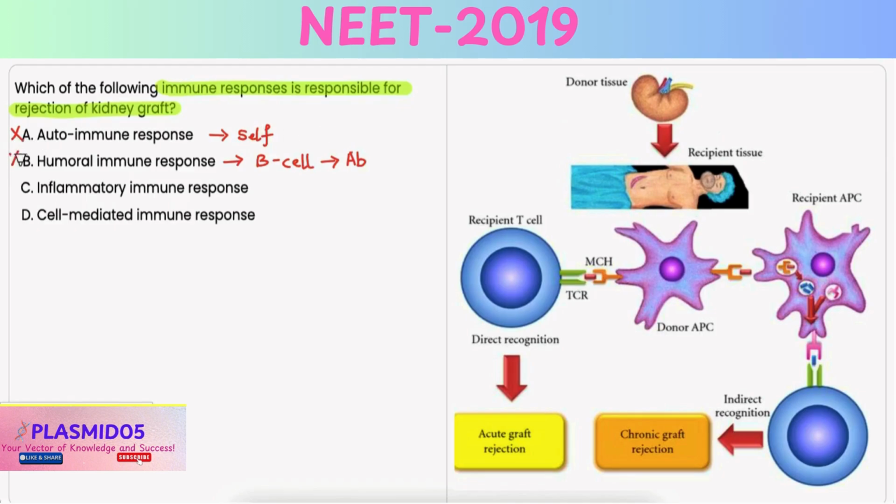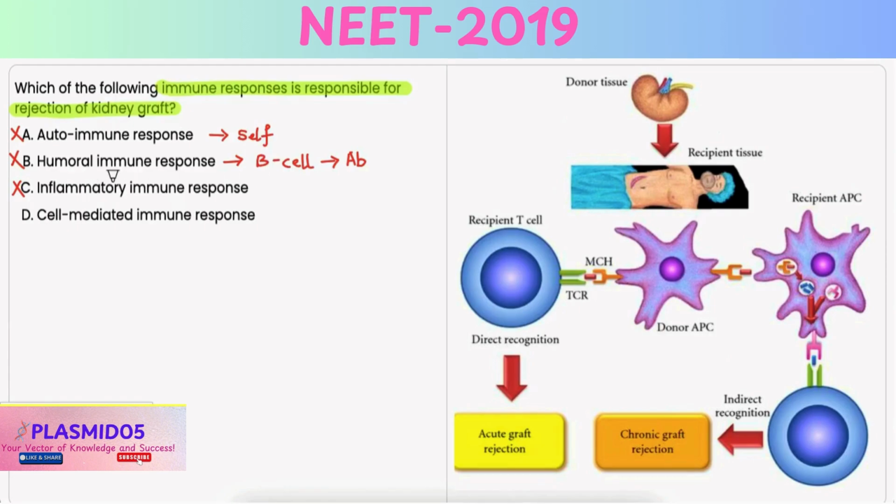Option C, inflammatory immune response. This is also incorrect. The inflammatory immune response is a general defense mechanism that involves the recruitment of immune cells to the site of injury or infection. Now, inflammation can occur during organ rejection, but it is not the main type of immune response.